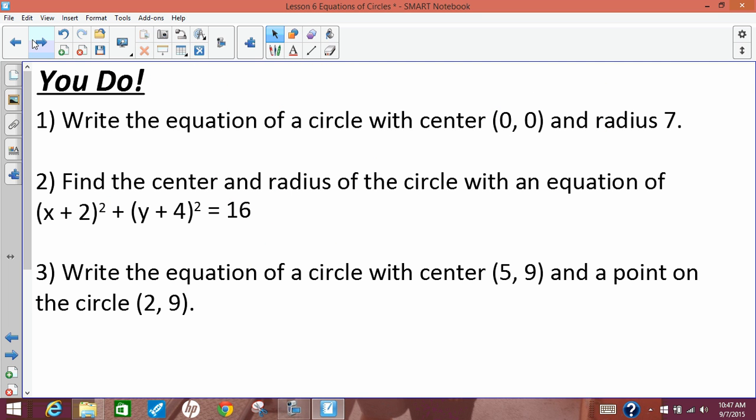So we've got 3 you-dos for you. They should be similar to the ones you just did in this lesson. Go ahead and give those a shot. Check your answers when you come to class.